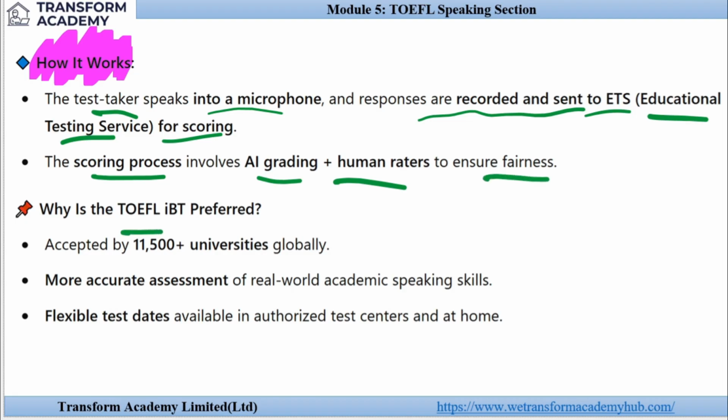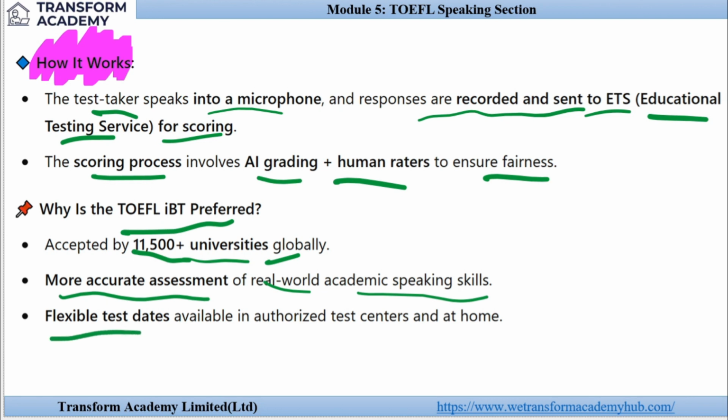Why is the TOEFL iBT preferred? Because it's accepted by 11,500 plus universities globally, and it's a more accurate assessment of real world academic speaking skills, and its flexible test dates are available in authorized test centers and at home.